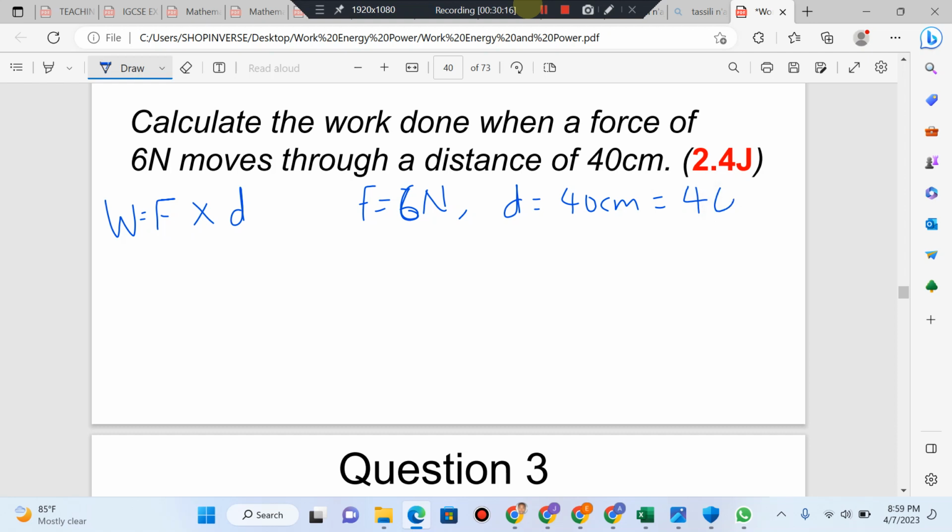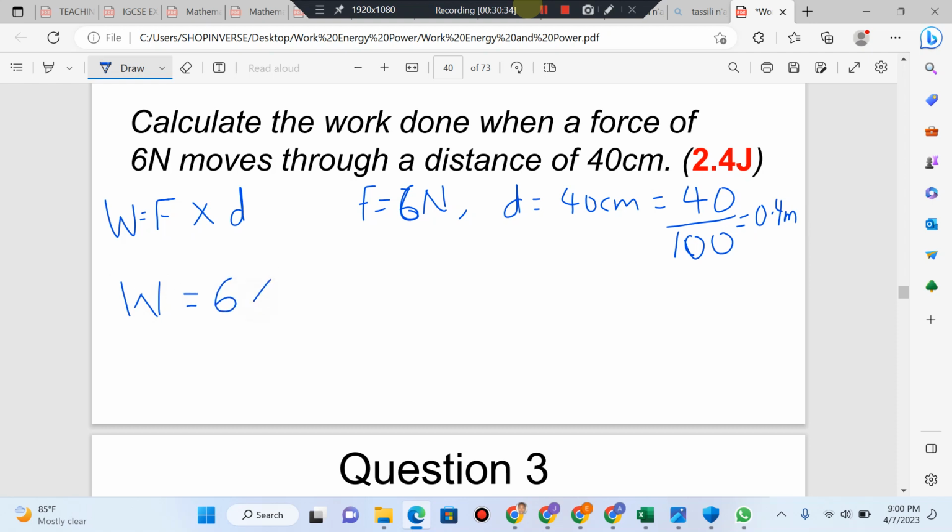We don't calculate distance in centimeters. Our distance must be in meters. So we have to convert our distance to meters by dividing by 100. When you want to convert centimeter to meter, you divide by 100. You get 0.4 meters. That's your distance.